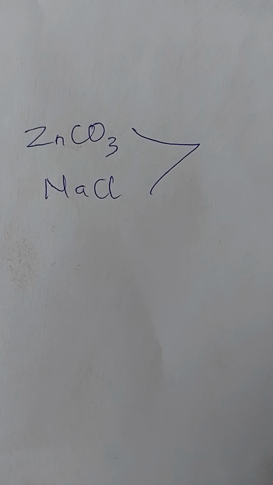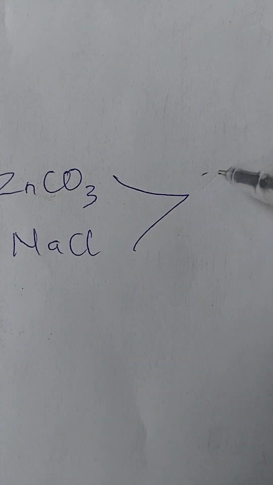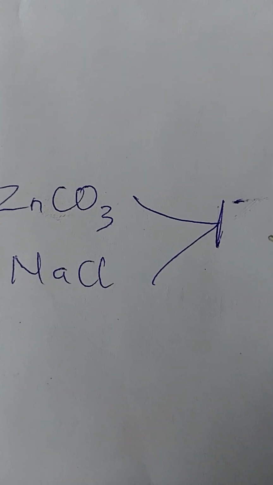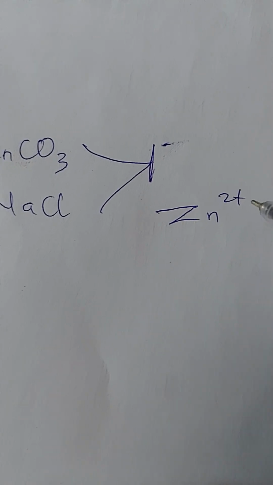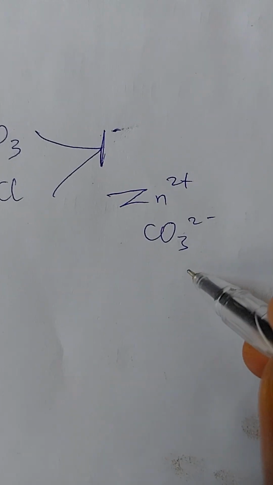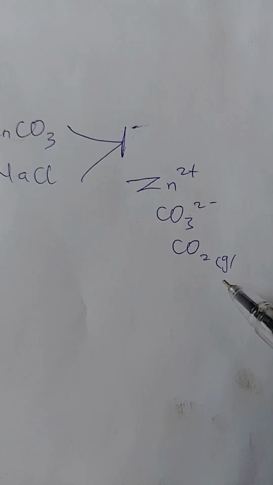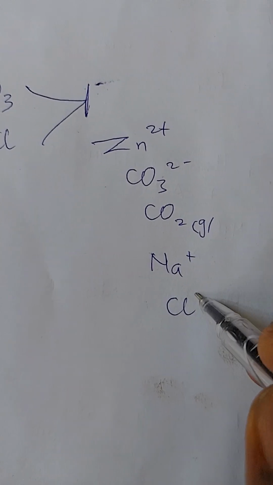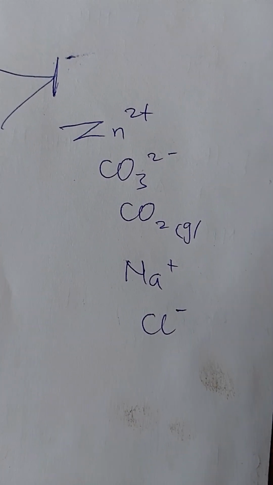And if this is true, these salts, when they dissociate, we know we are going to have zinc 2 plus, we are going to have CO3 2 minus, possibly going to have CO2 gas, and of course we are going to have Na plus and chloride ion. These are possible things that you'll be asked.